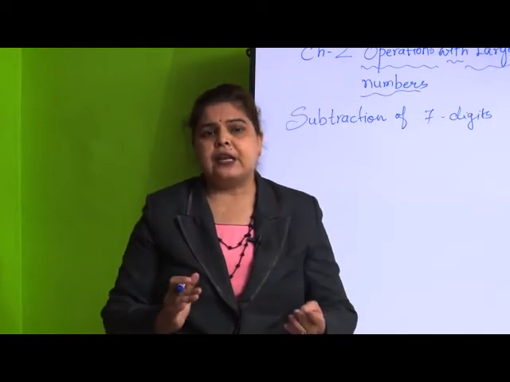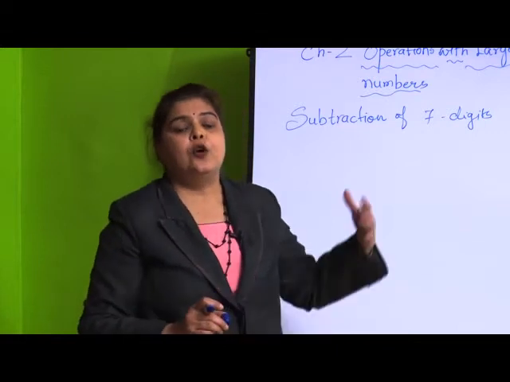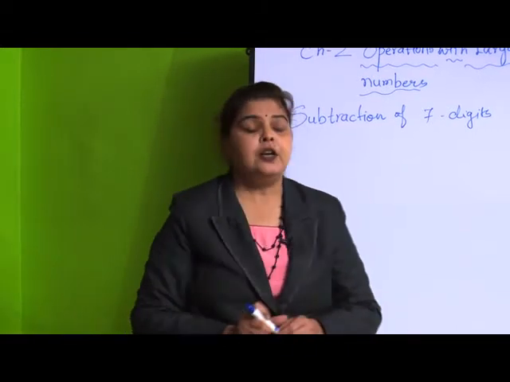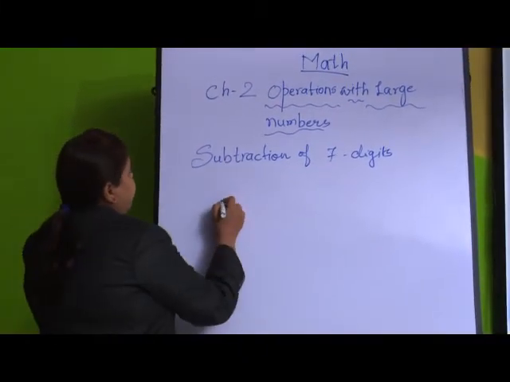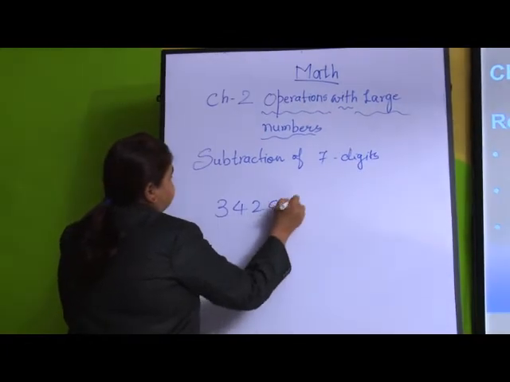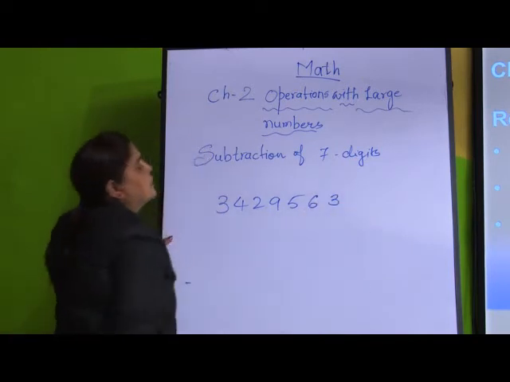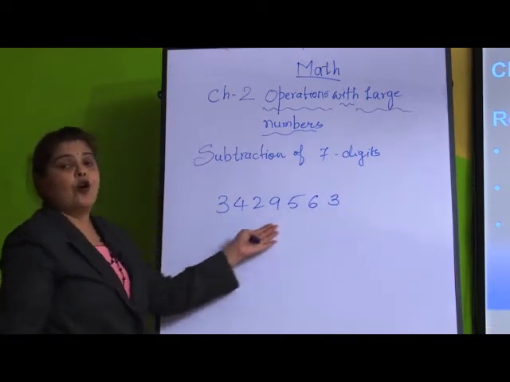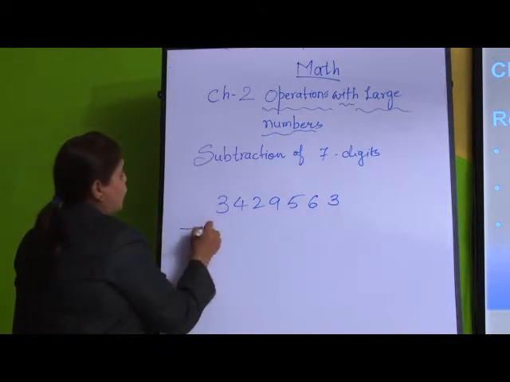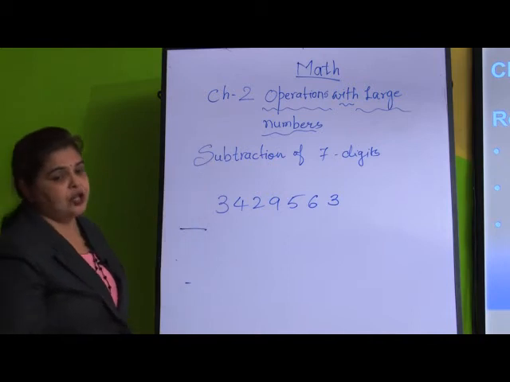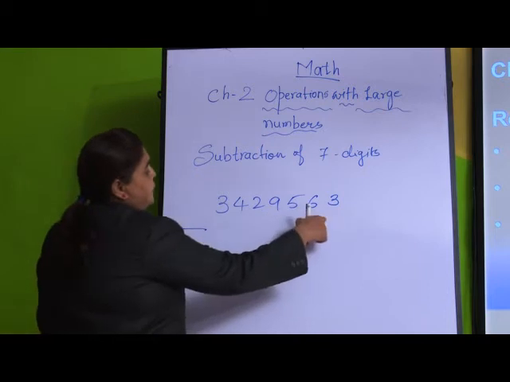Now, in the previous class also we had done subtraction of 4 digit and 5 digit numbers. In this class we will learn about subtraction of 7 digits. So, there should be first a big number. Suppose I write a number, this is the 7 digit number what I had written, 1, 2, 3, 4, 5, 6 and 7 digit number. I have to do the operation, subtraction. What is my operation? Subtraction. So, I had written the subtraction.